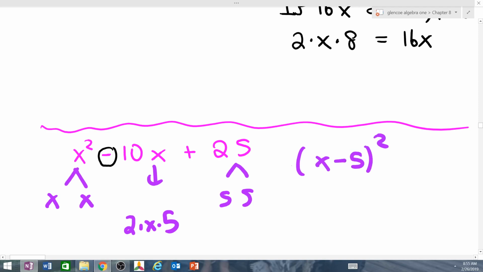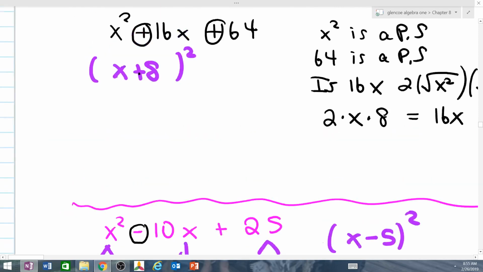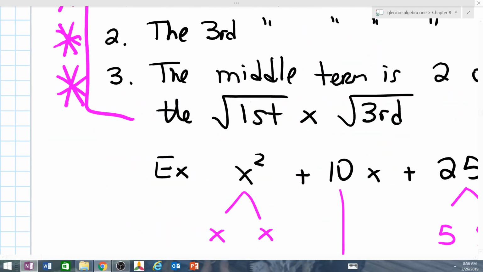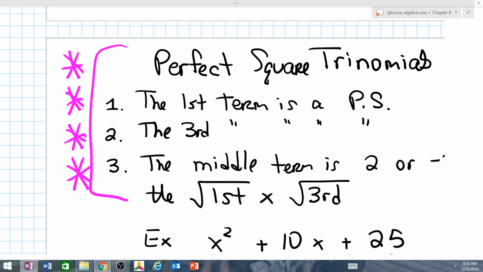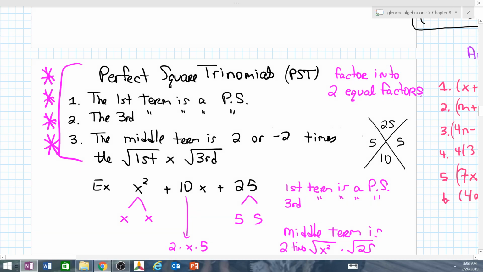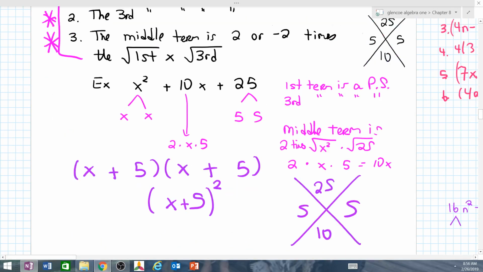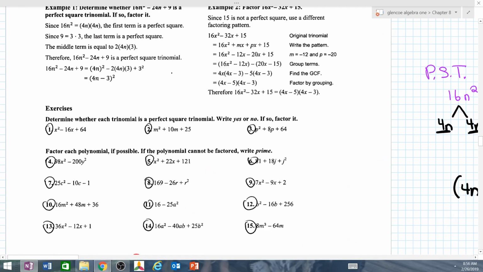awesome. So what do you know about a perfect square trinomial? Glad you asked. A perfect square trinomial always factors into two equal factors. Okay? The first term is a perfect square, the third term is a perfect square, and the middle term is 2 times or negative 2 times the square root of the first times the square root of the third. All right? So let's go ahead and try a couple of problems from your notes. So here we go.